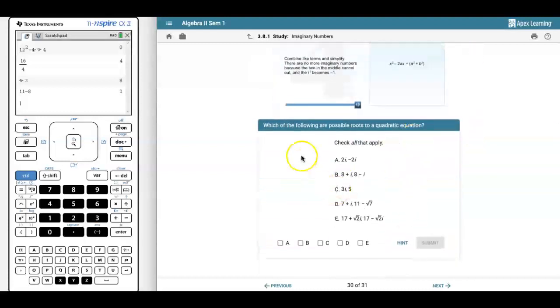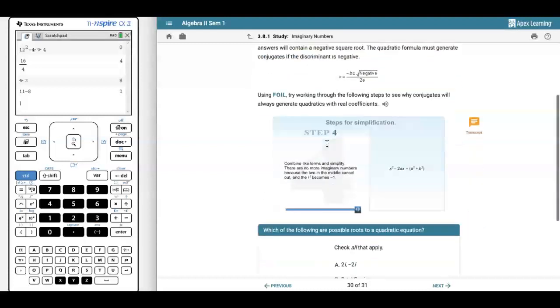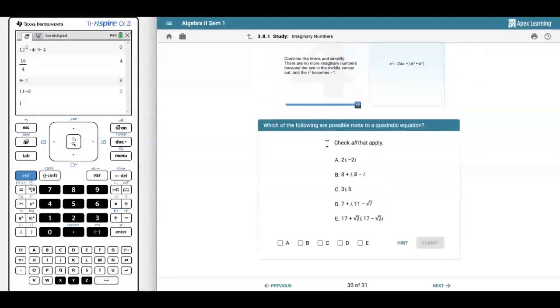Now, one of the things I do want to point out to you is that for quadratic equations, if you are going to have an imaginary number, you have to have two of them. You have to have the complex conjugates, right? You can't have one imaginary number without the other. So for example, a is got 2i, and its complex conjugate is minus 2i. So this one is a possible root.